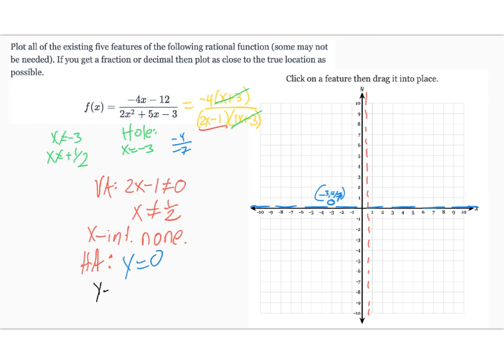And then a y-intercept. Plugging in 0, we get negative 4 over negative 1 equals 4. Nice smooth curve. Another one to match it. And we are good. Using the homework software, it's going to do the graphing part for you as long as you identify the pieces correctly.